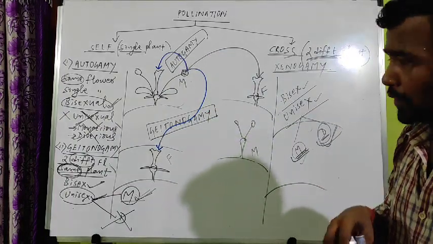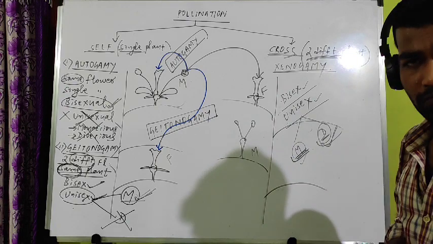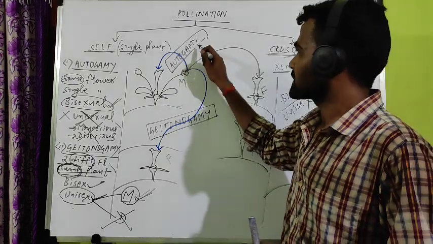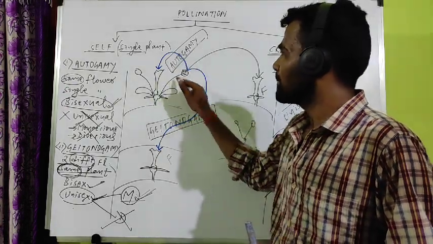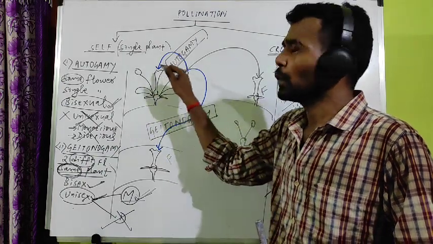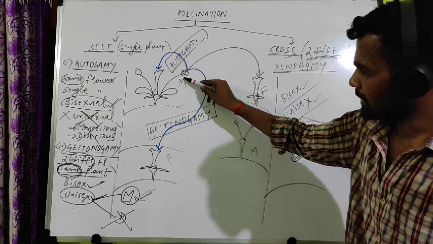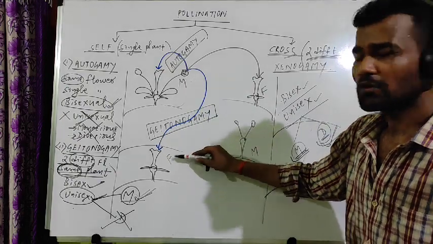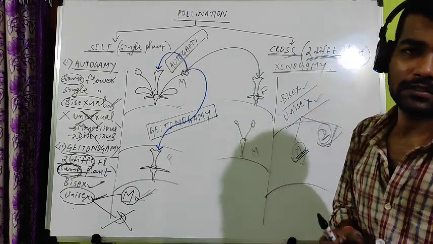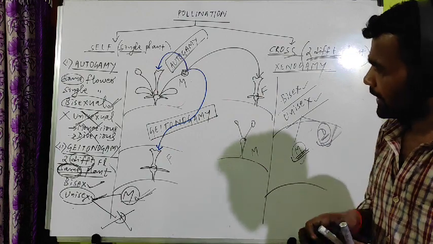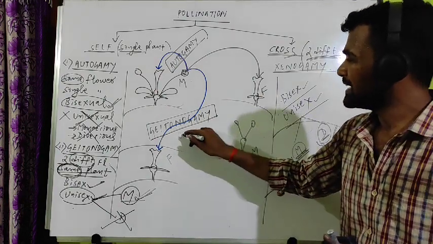But now tell me, which one is more pure? In autogamy, there is transfer of pollen grain from anther to stigma of the same flower, so it is pure self-pollination. But in geitonogamy, two different flowers are involved, so it is not complete self-pollination. That's why geitonogamy is called genetically self.